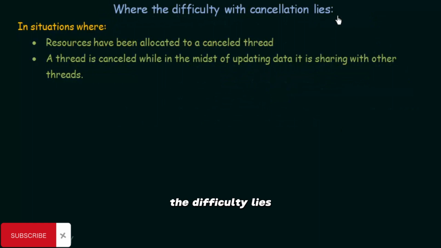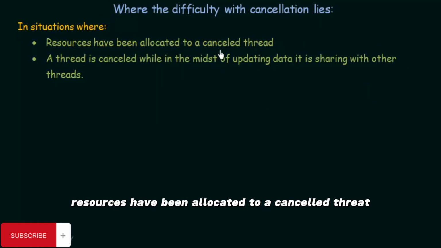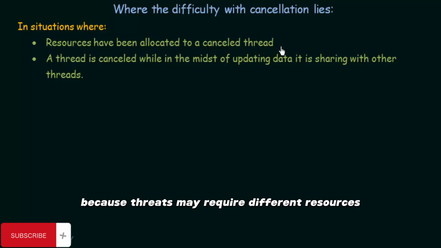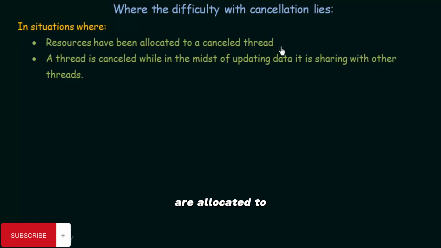So here is where the difficulty lies. In situations where resources have been allocated to a canceled thread. That means a thread was under execution, and it was allocated some resources of our system, because threads may require different resources, and resources are allocated to the threads. So when a thread is holding some resources, and it gets canceled, then there could be a problem. So we will see what the problem is, but before that, let's look at the second point also.